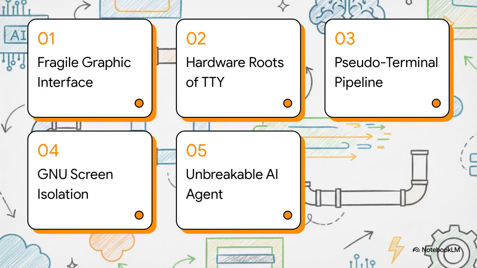So how do we solve this interface crisis? Well, here is our roadmap. Number 1, the fragile graphic interface. 2, hardware roots of TTY. 3, the pseudo-terminal pipeline. 4, GNU screen isolation. And finally, 5, the unbreakable AI agent.